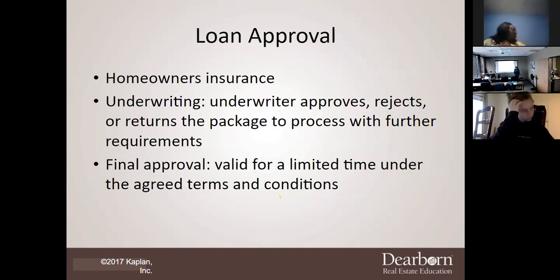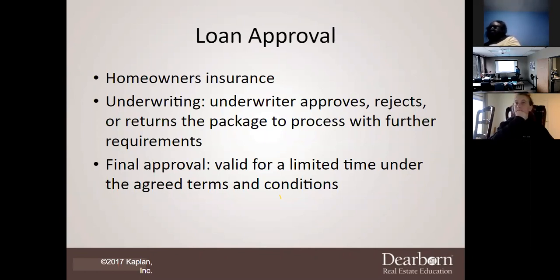So after all of that, we have the loan. We have the loan approval. We have all of that. It goes into underwriting. The loan will go into underwriting, where an underwriter approves, rejects, or returns the package to process for further requirements. So they'll either say, okay, everything's good, we approve it. They'll say no, some things need to be changed, we're going to send it back, or they will just straight reject it. And that's what happens when it goes through underwriting, because after that, it'll go to final approval.